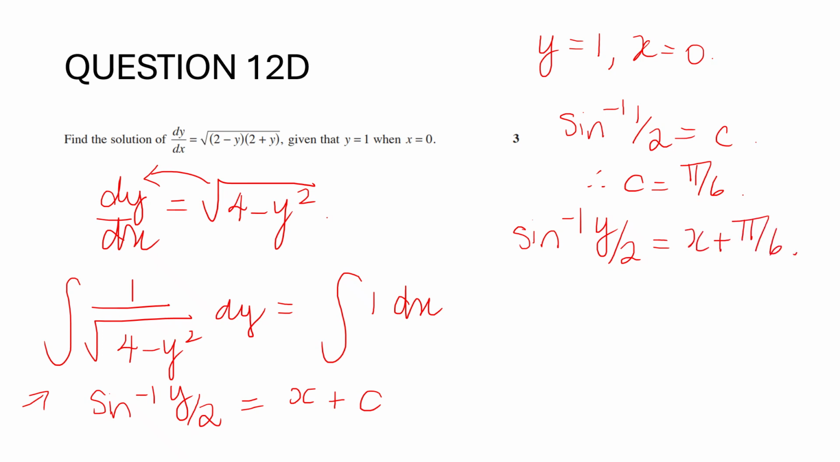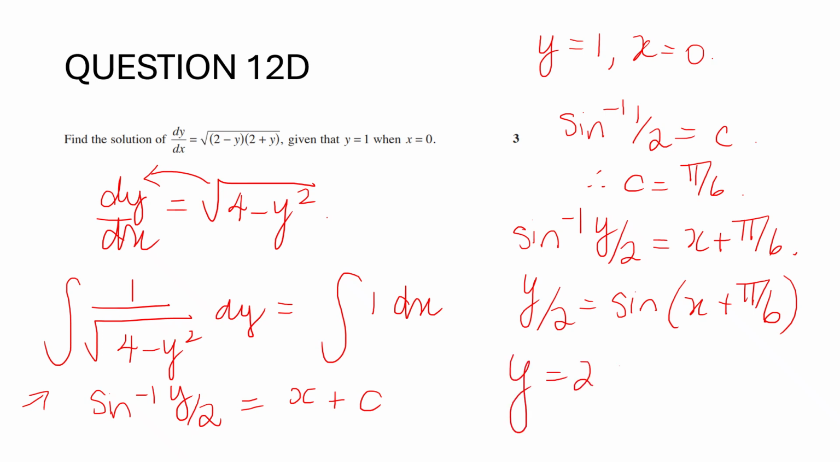We want to make y the subject, so y on 2 will equal sine of (x plus pi on 6), and taking the 2 over, y is equal to 2 lots of sine (x plus pi on 6).